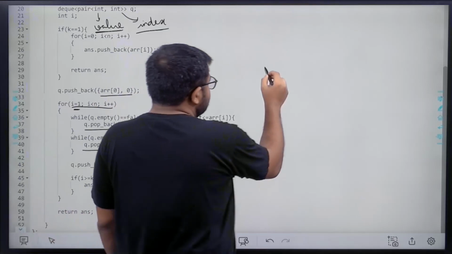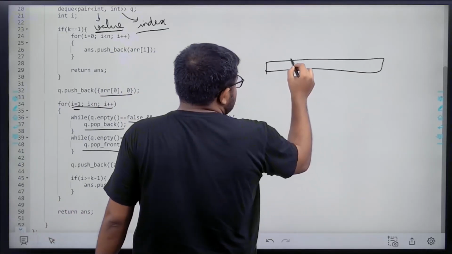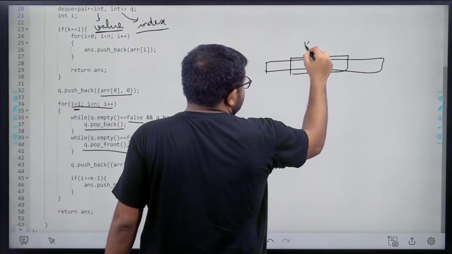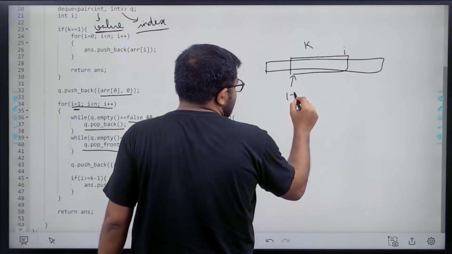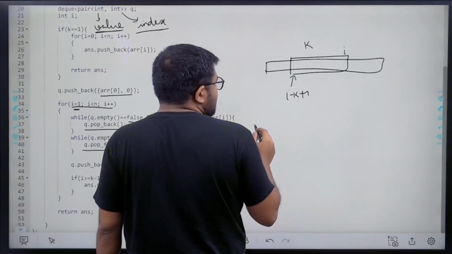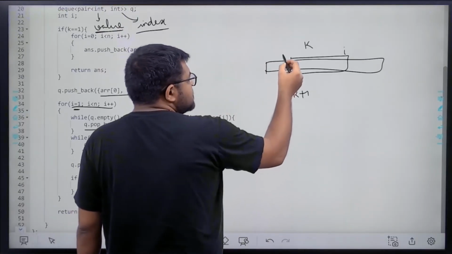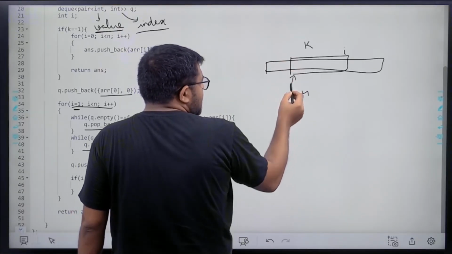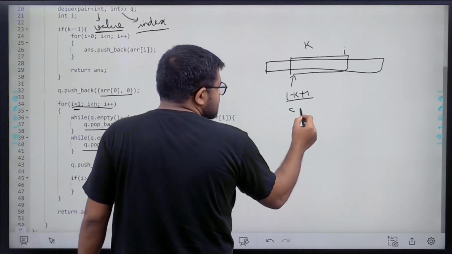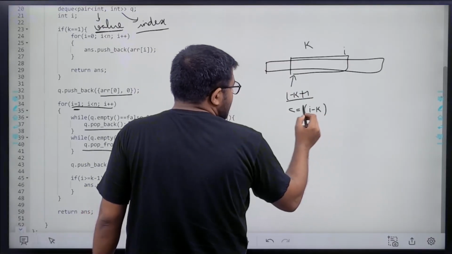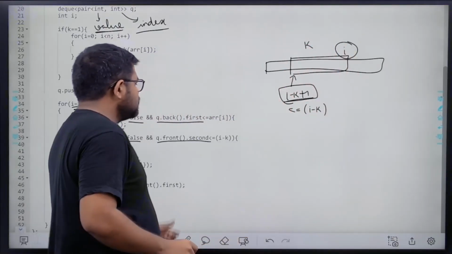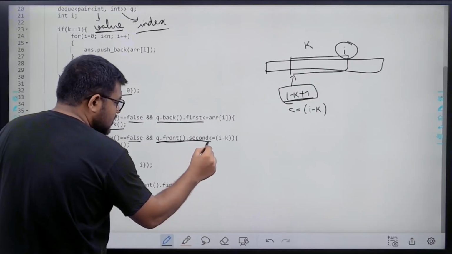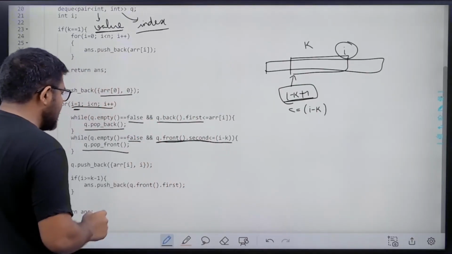What does that mean? Let's say this is my array and I am considering this subarray of size k which ends at index i. So what will be the starting index? i minus k plus 1. So if there is any element in the queue whose index is before this, which means it is less than or equal to i minus k, right? Because the starting index is i minus k plus 1 and the ending is i. So if there is any element in the queue whose index is less than or equal to i minus k, then pop them out.